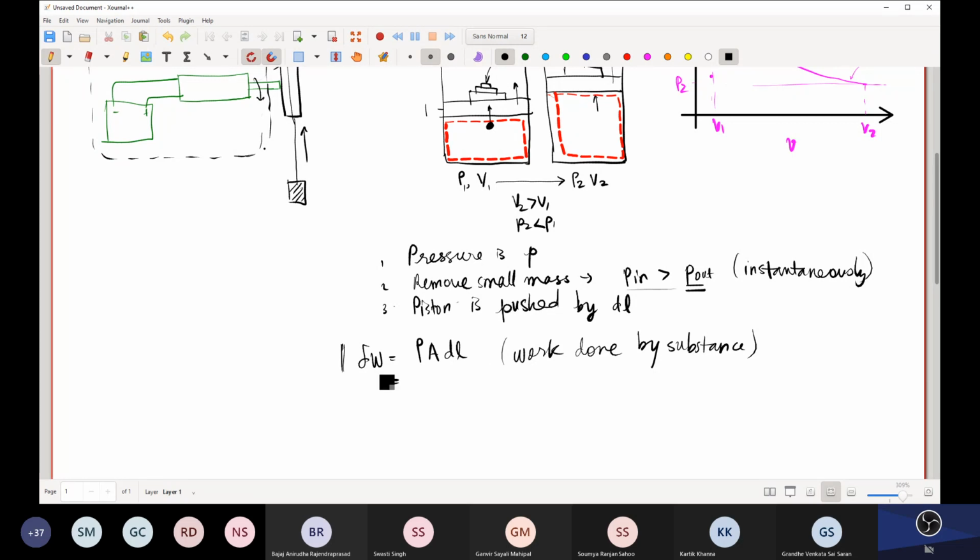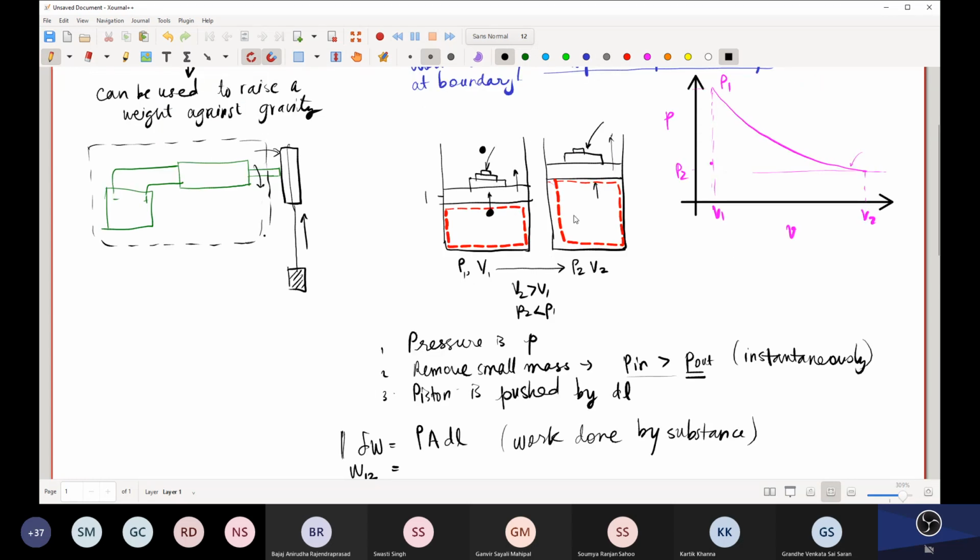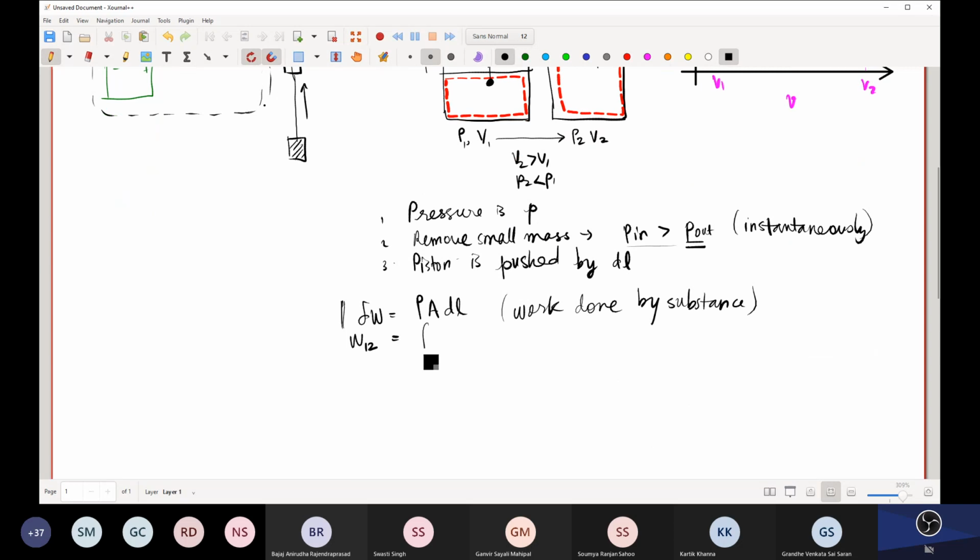And so the total work done in going from state 1 to state 2 will be the integral of P A dl, and when the area is constant, you will have this as integral P dV. So this is the total work done by the system, in going from state 1 to state 2.